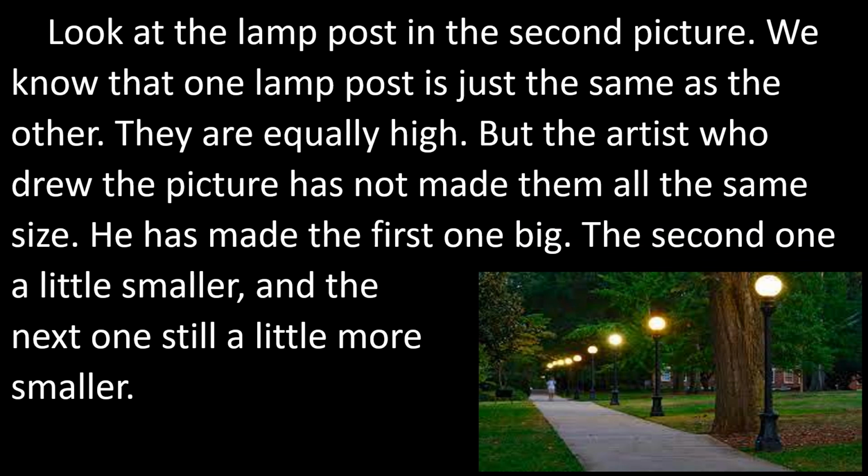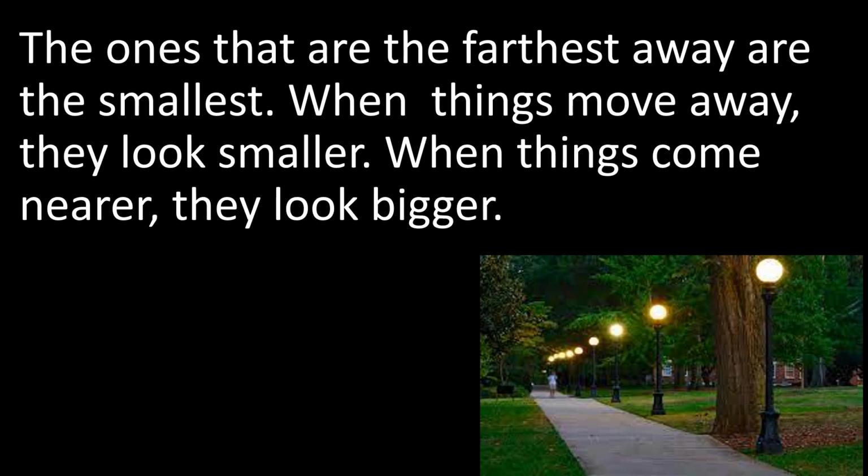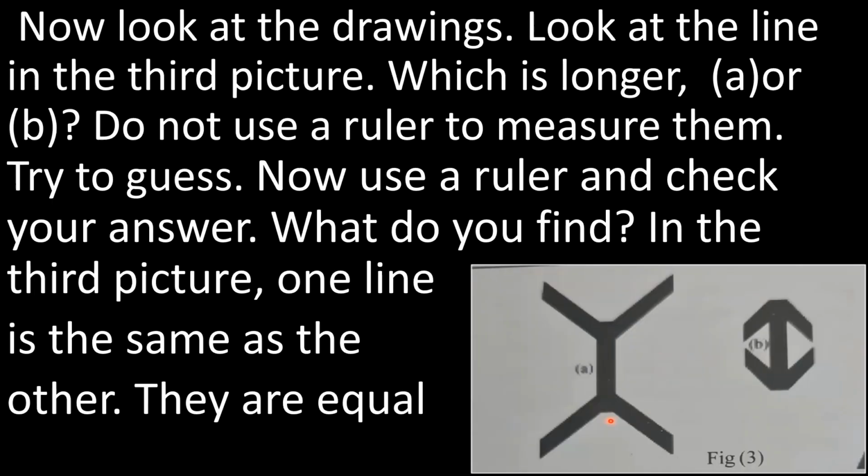Look at the lamppost in the second picture. We know that one lamp is just the same as the other. They are equally high. But the artist who drew the picture has not made them all the same size. He has made the first one big, the second one a little smaller, and the next one a little more smaller. The ones that are furthest away are the smallest. When things move away, they look smaller. When things come nearer, they look bigger.